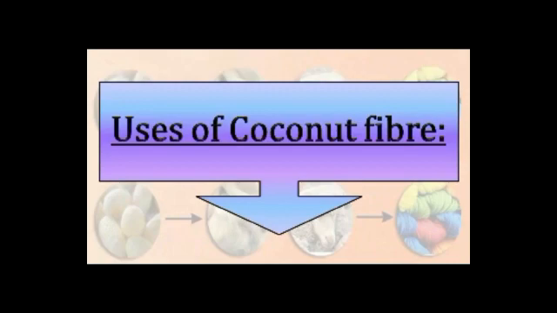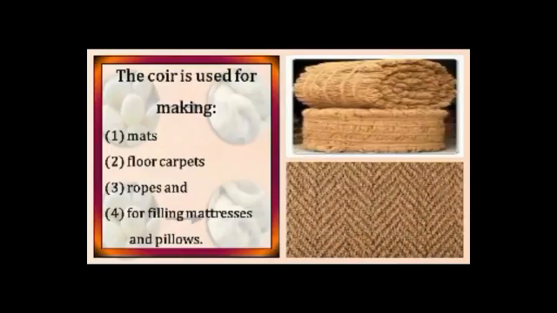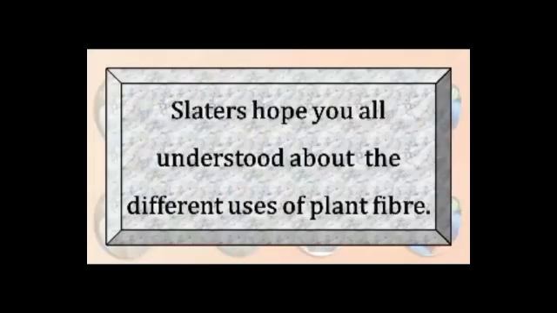Uses of coconut fiber. The fiber obtained from the outer covering of the coconut is called coir. The coir is used for making mats, floor carpets, ropes and for filling mattresses and pillows. Slaters, hope you all understood about the different uses of plant fiber.